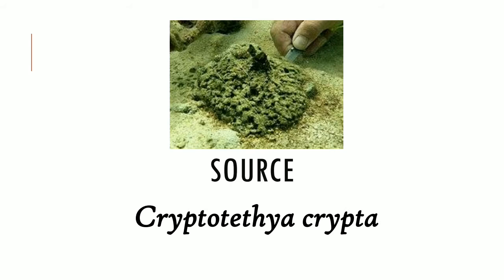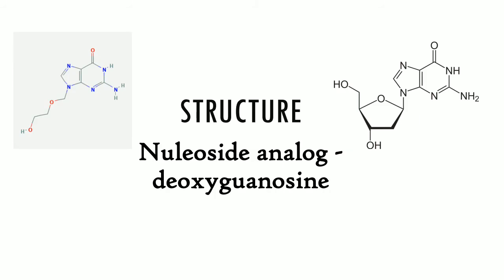That is mainly because this particular acycloguanosine has to get phosphorylated by a viral enzyme. So the virus has to produce one enzyme that is called thymidine kinase, and only if that enzyme is produced by the virus and that enzyme is phosphorylating this, it will act as a nucleoside analog, or it will do its work. So we will look into what exactly its mode of action is, but the source is a sponge, that is Cryptotethia crypta.